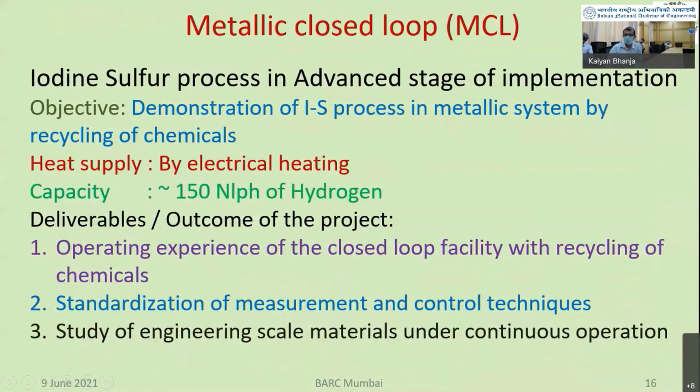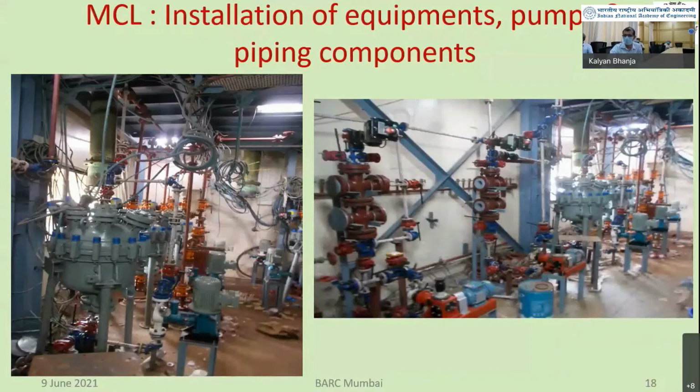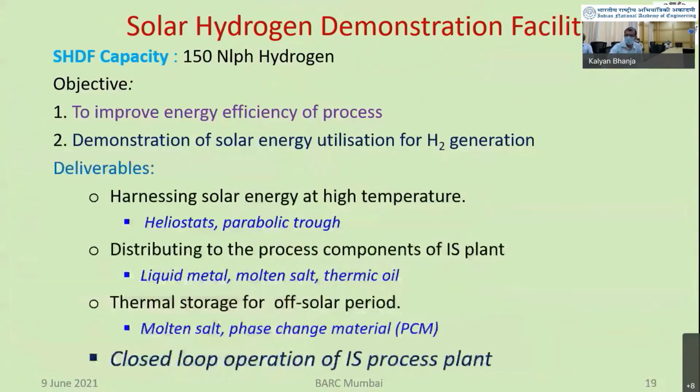So once we have got the material and catalyst, now we are going ahead with the iodine sulfur metallic closed loop, which will be heated electrically. The deliverables are operating experience of a closed loop facility with recycling of chemicals, then measurement and control technique standardization, and naturally engineering steel materials under continuous operation. So this is the layout, and this is the actual work going on now. Within 6 to 8 months, we'll start commissioning the metallic closed loop of 150 liter per hour hydrogen.